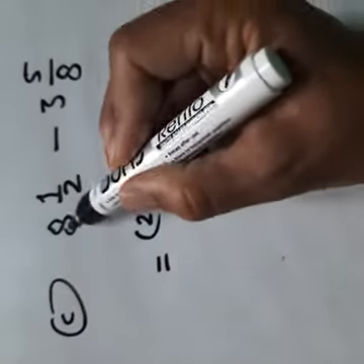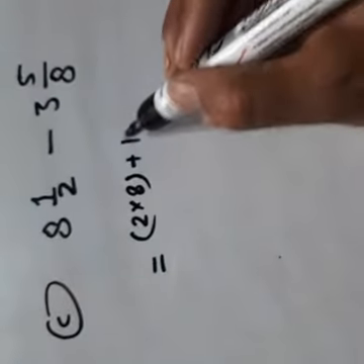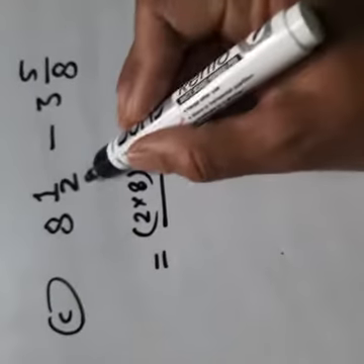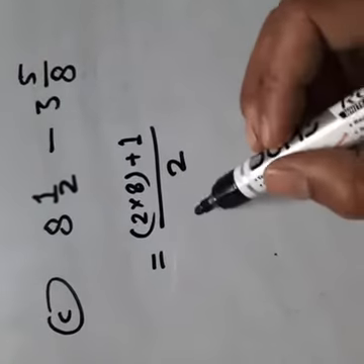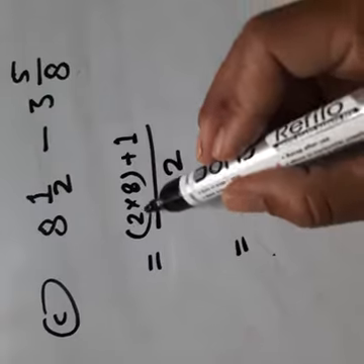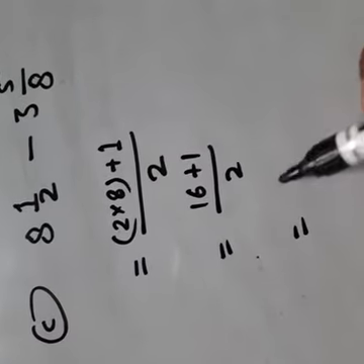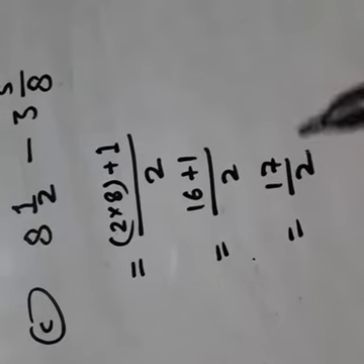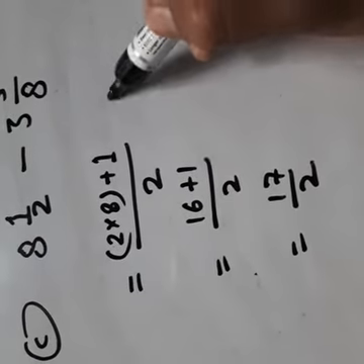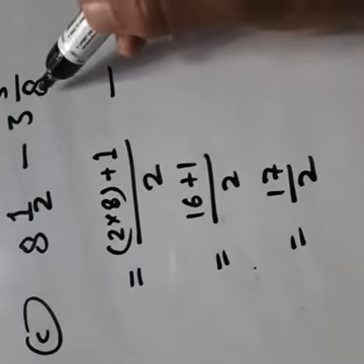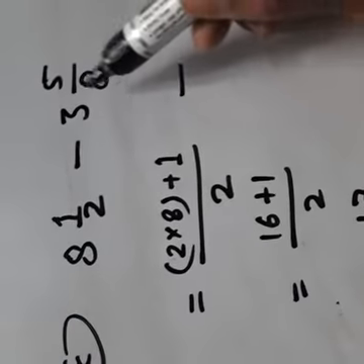You have to multiply 2 into 8 and then add the numerator to it, and write the denominator the same, 2. So 2 times 8 is 16, plus 1 upon 2, and it has become 17 upon 2. Now the second fraction, students, is 3 and 5 by 8.